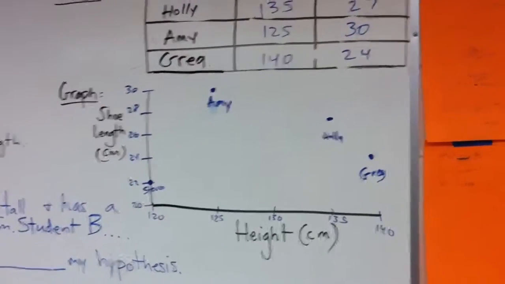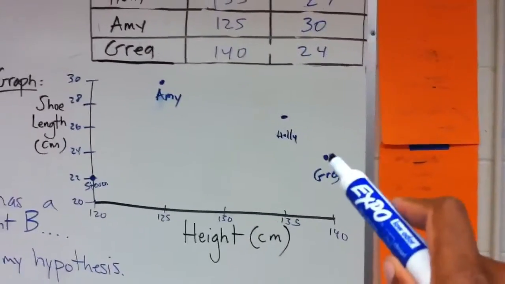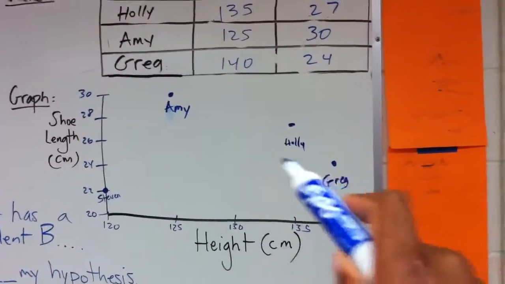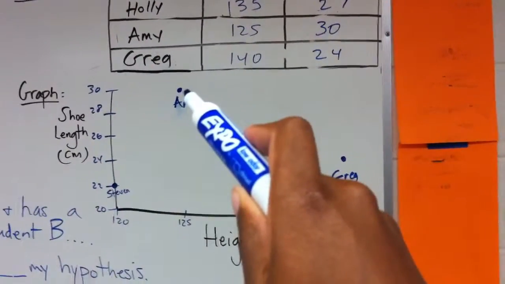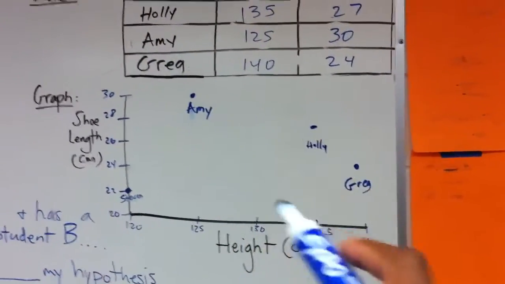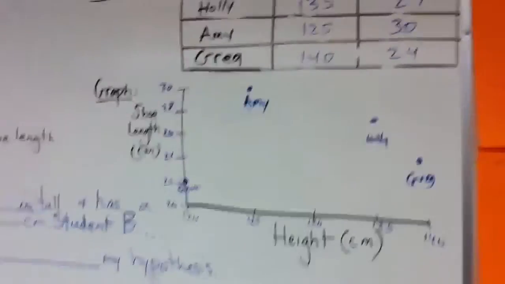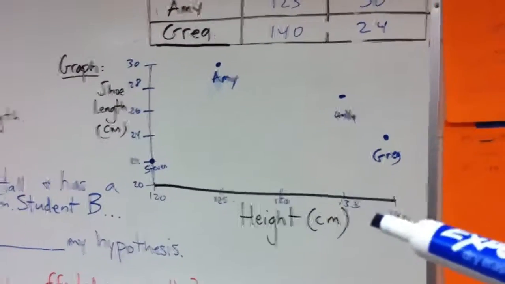As you can see, this graph is kind of all over the place because you've got Greg, who's the tallest person, but yet he doesn't have the biggest feet. He's tallest here, but his feet are way smaller than Amy's. She's one of the shorter people, but she's got the biggest feet. So what I would conclude from this is that there is no clear relationship between height and shoe length based on this graph. Hopefully that made sense.